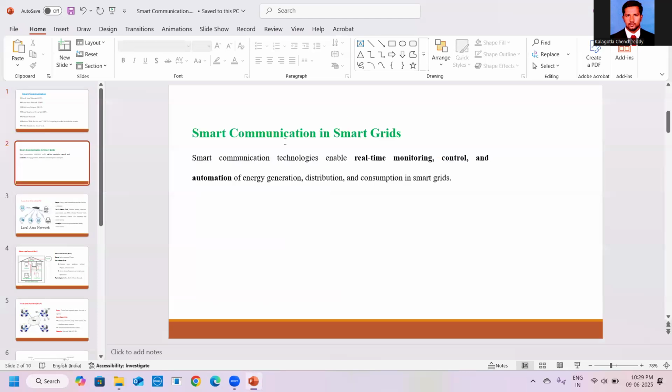The definition of smart communication in smart grid: the smart communication technologies enable real-time monitoring of data, and control and automation of energy generation, distribution, and consumption. They monitor generation data, transmission data, and distribution data in real time, along with controlling and automation. This is the definition of smart communication in smart grids.